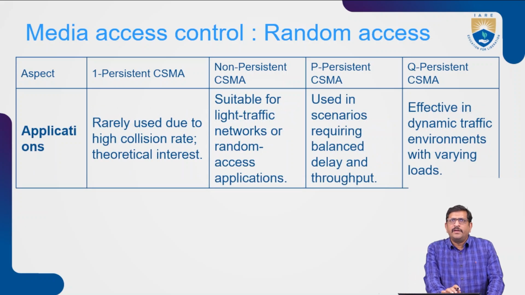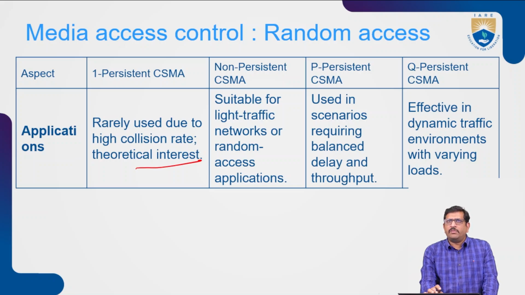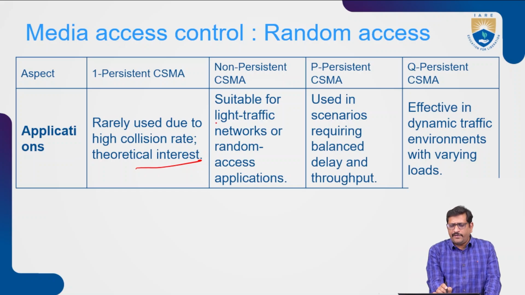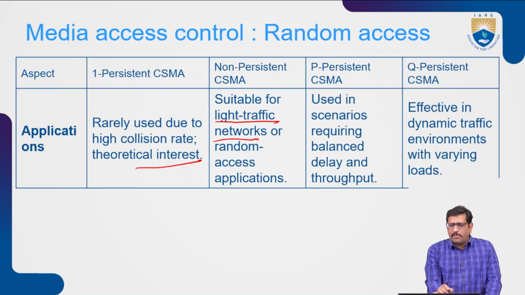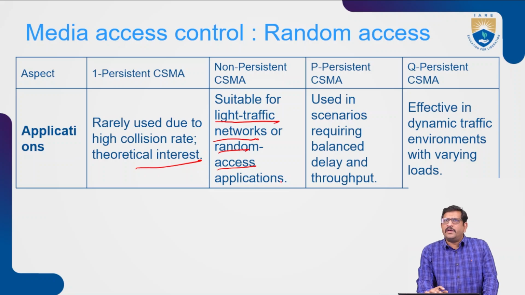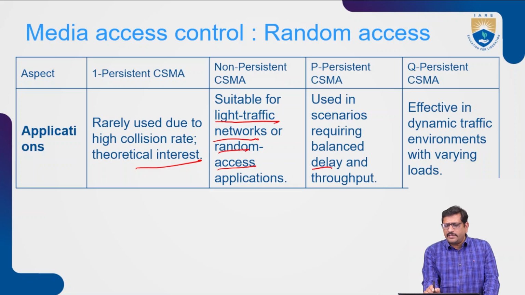As for applications, one-persistent is rarely used due to its high collision rate, though it is of theoretical interest. Non-persistent is suitable for light traffic networks and also for random applications. P-persistent is used in scenarios requiring a balance between delay and throughput, so for balancing purposes we can use p-persistent CSMA. Q-persistent CSMA is very effective in a dynamic traffic environment that depends upon the load.